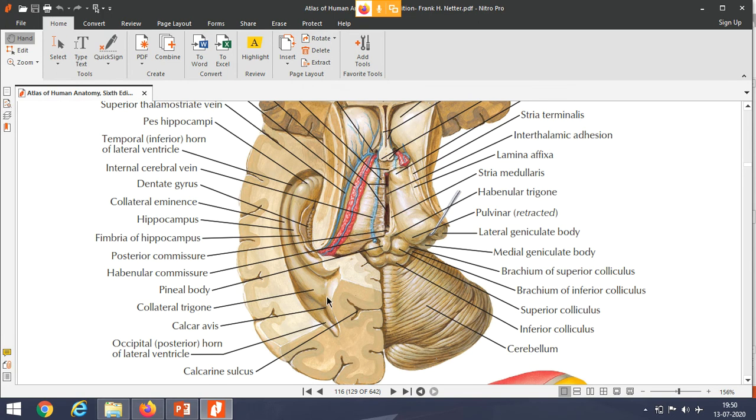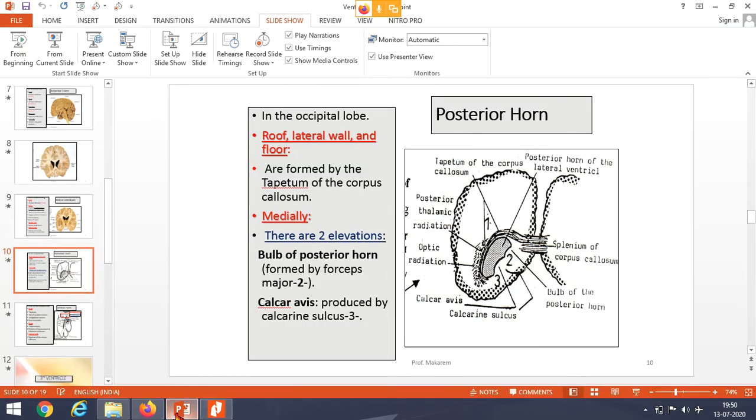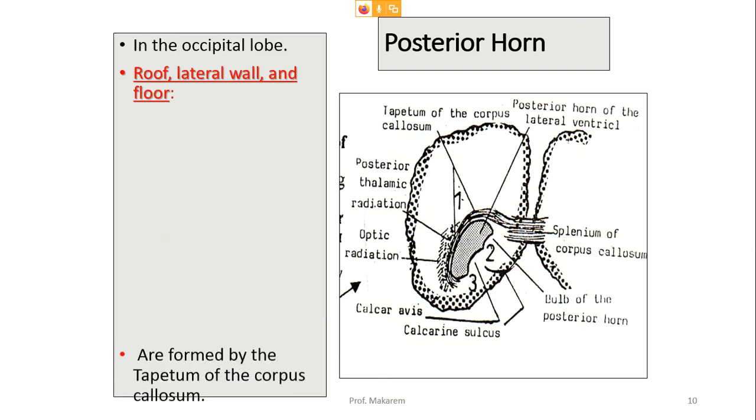Then the lower elevation, here you can see, is called the calcar avis. It is formed by the inward projection of the anterior part of the calcarine sulcus. So that is about the posterior horn of the lateral ventricle.